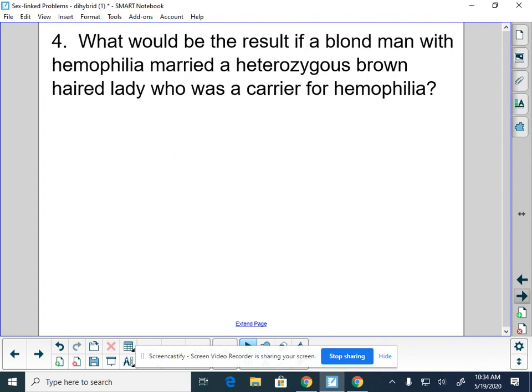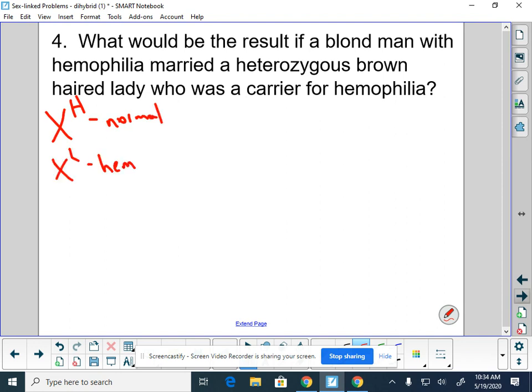Last question. This is a bit longer one. What would be the result of a blonde man with hemophilia? Hemophilia is similar to color blindness. We'll just show it real quick. Capital H for normal blood, X little h for hemophilia. I'll just write hemo here for speed. What would be the result of a blonde man, same as the last time, so blonde is recessive, with hemophilia? X little h, Y. Married a heterozygous brown-haired lady, so big B, little b, who is a carrier for hemophilia. X big H, X little h. That makes her a carrier.